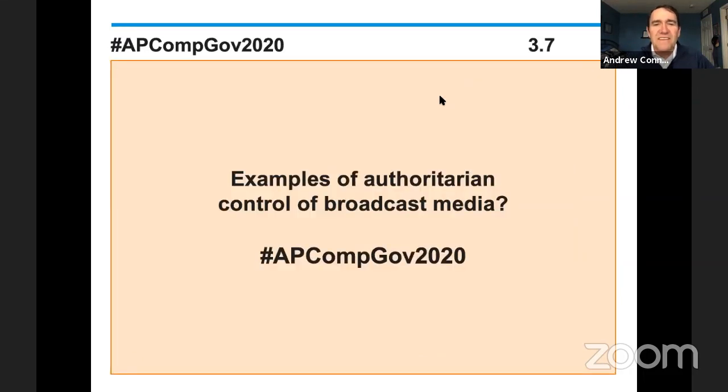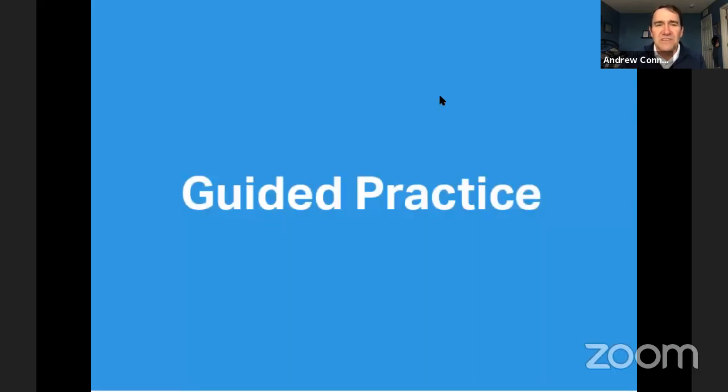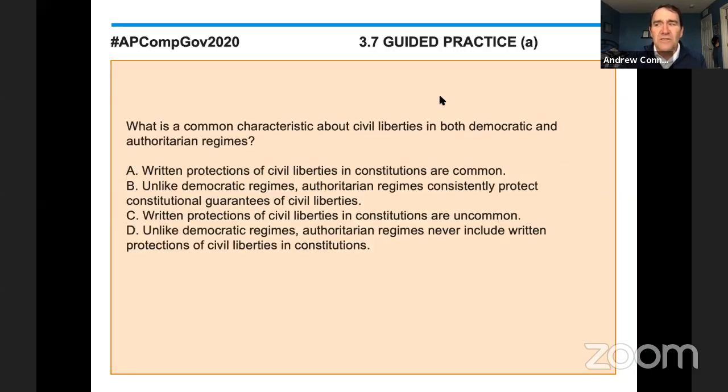So if you have examples of authoritarian control of broadcast media, feel free to share those out. There are sometimes some really interesting stories that you can get from state media and what state media reveals about, for instance, what China's state media was reporting about coronavirus compared to what international sources were. Same thing in Iran. In Russia, if you have examples of that, feel free to put those at #APCompGov2020. We always look through a few multiple choice, and then we make our way into today's free response.